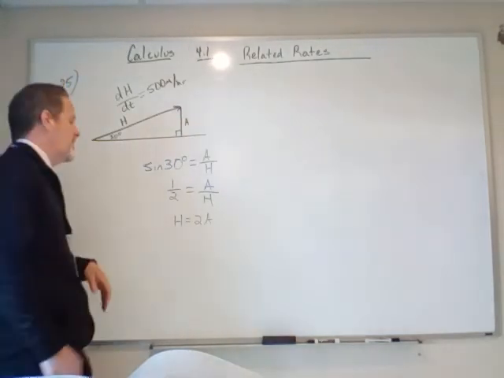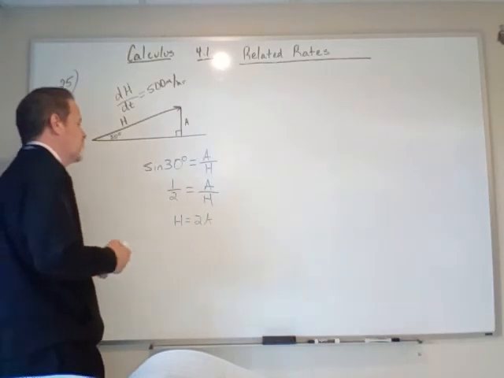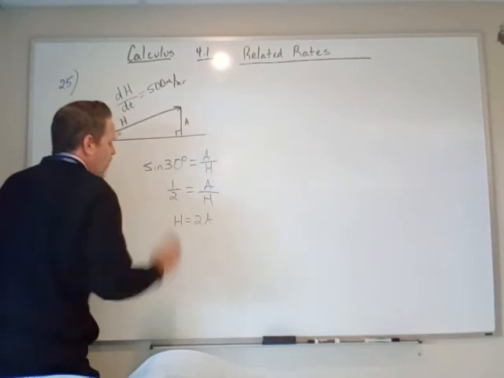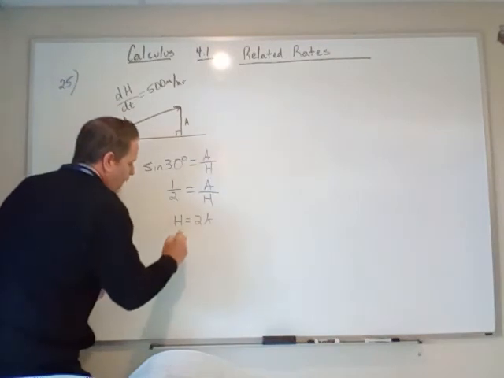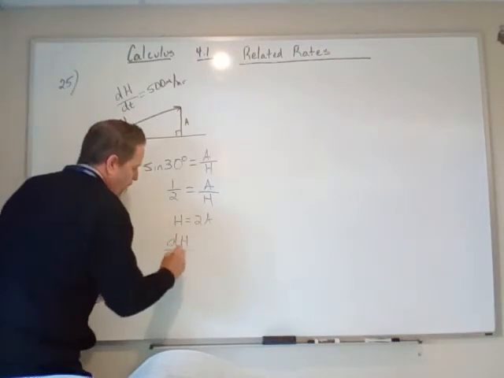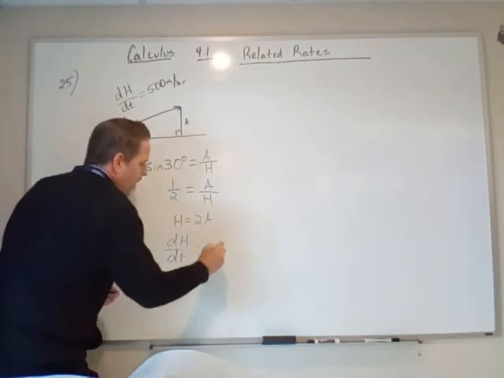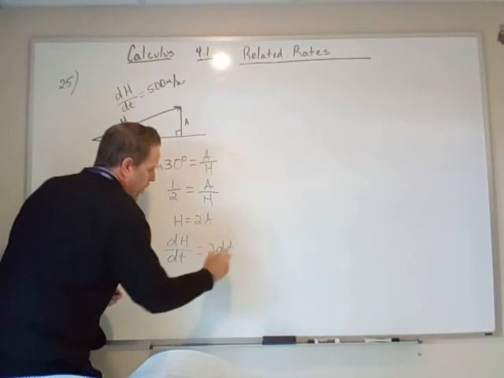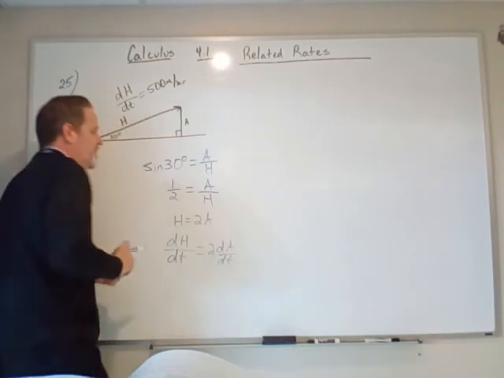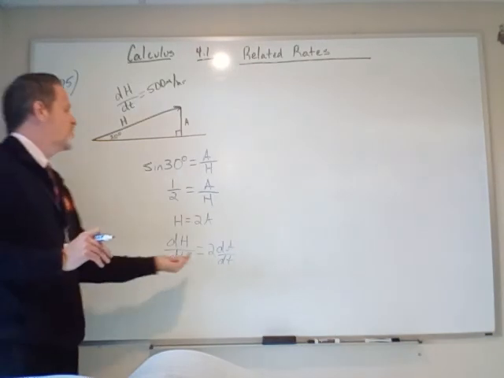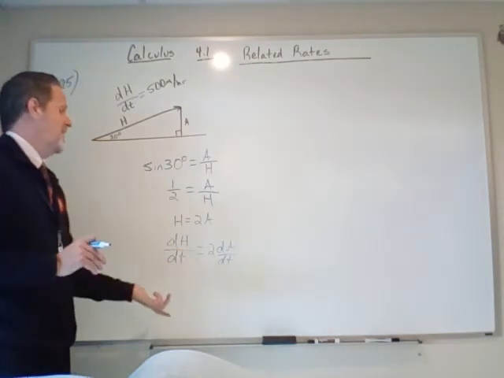So we're going to have to take the derivatives of both sides with respect to t, as we do with all related rates. So I need the derivative of h with respect to t, and then I need the derivative of a with respect to t. So I end up with dh/dt equals 2 da/dt.